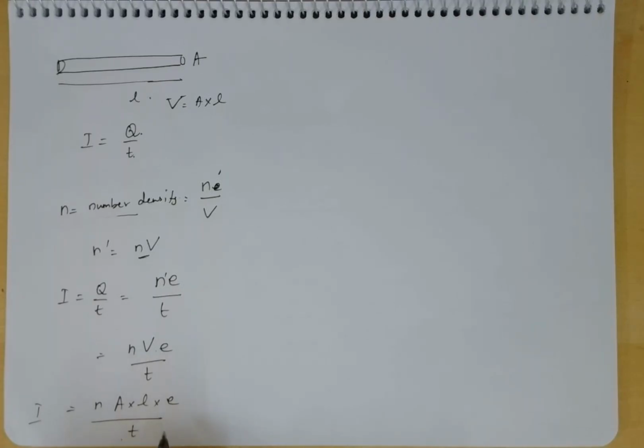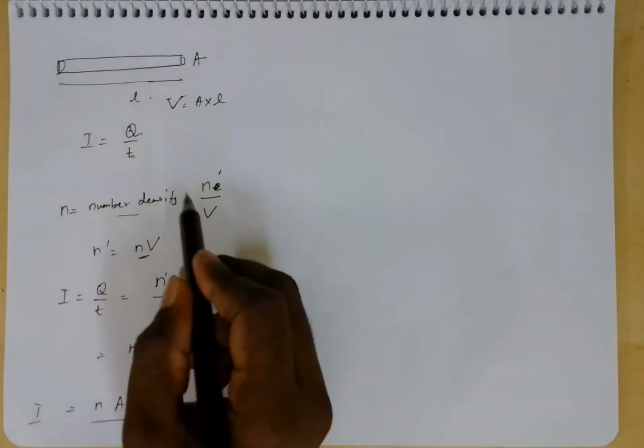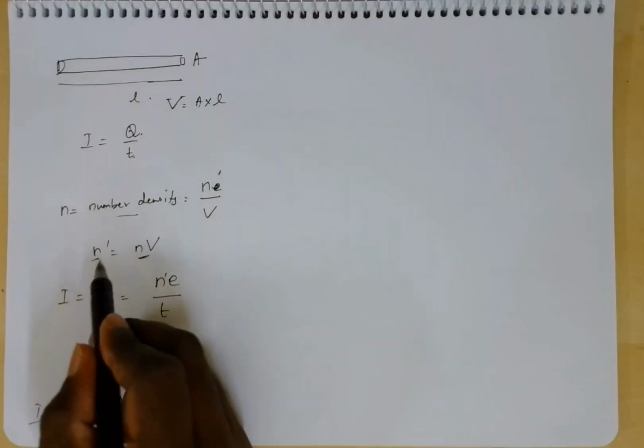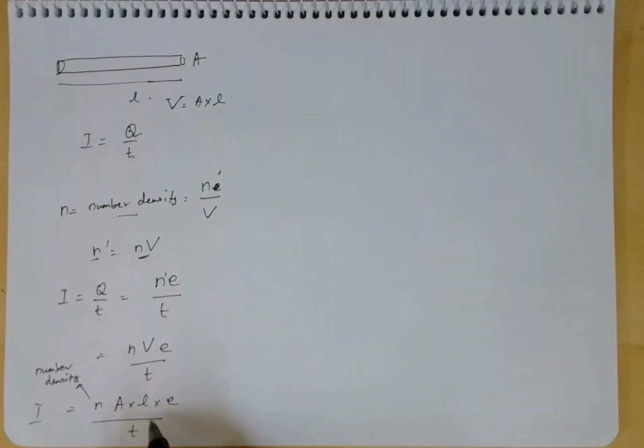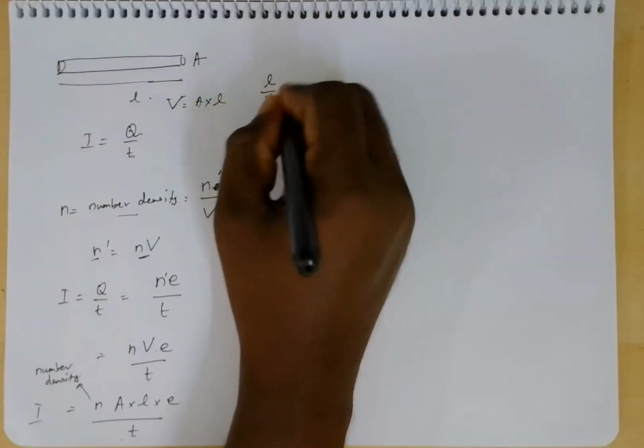Is there a Q here? This n is the number density, not the number of electrons. How about L by T? What is length by time? What is distance by time? So L by T is v.